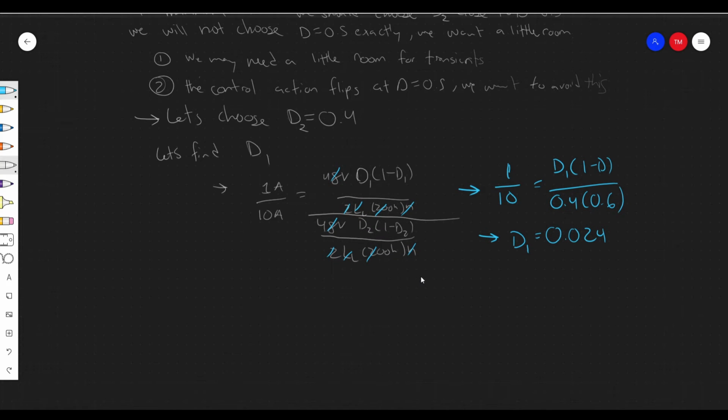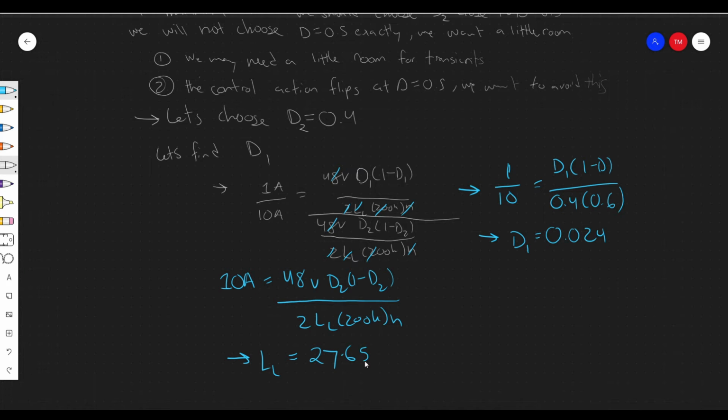So let's find L. It's pretty much the same thing, right? We just have to plug in the correct equation. So let's just choose the 10 amp case, right? So 10 amps is equal to 48 volts times D2 (1 minus D2), this is 0.4 and 0.6, over 2 L leakage 200k, and if we rearrange, we get L leakage, the leakage inductance, is equal to, well, I just solved for it, and it ends up being 27.65 microhenries.